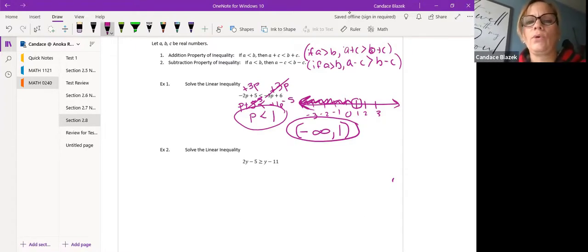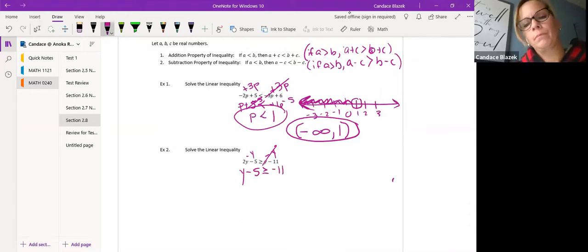All right, so I know that if I subtract the same thing from both sides, it keeps the same inequality sign. So I'm going to subtract the y from the right and from the left. Notice it cancels off the right. And on the left, we have 2y minus y. So we have y minus 5 is greater than or equal to negative 11.